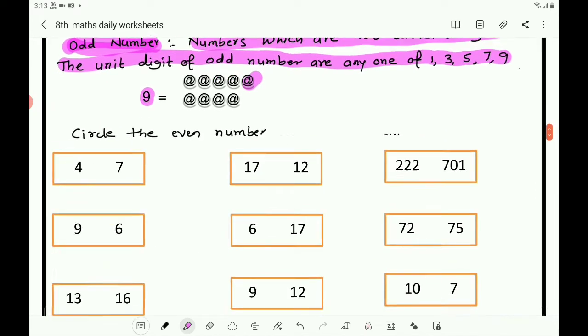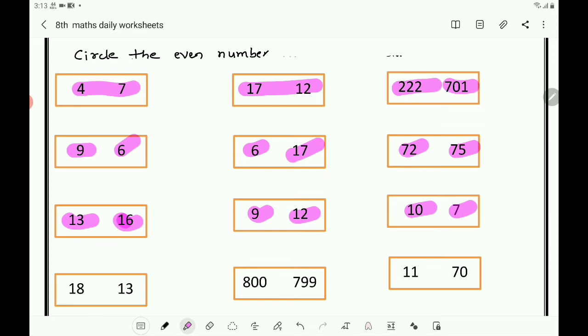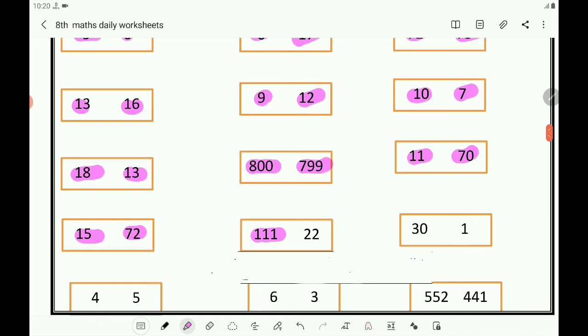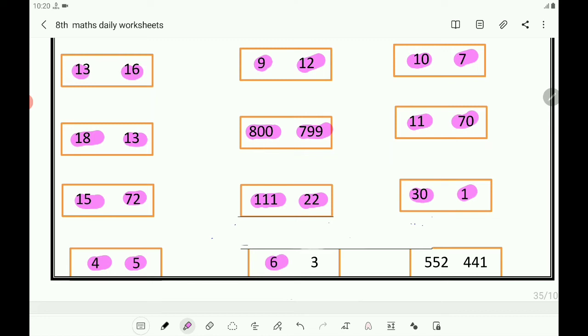Now children, with the help of this given hint, circle the even numbers. Here are the numbers: 17, 12, 222, 701, 9, 6, 6, 17, 72, 75, 13, 16, 9, 12, 10, 7, 18, 13, 800, 799, 11, 70, 15, 72, 111, 22, 31, 4, 5, 6, 3, 552, 441.